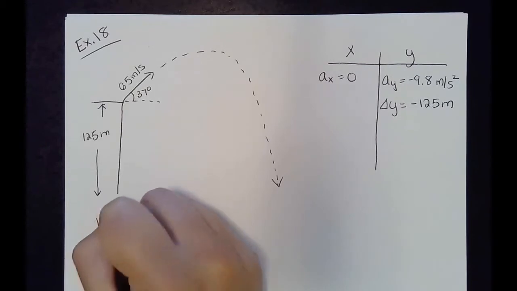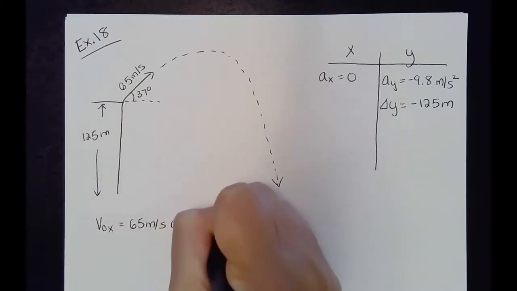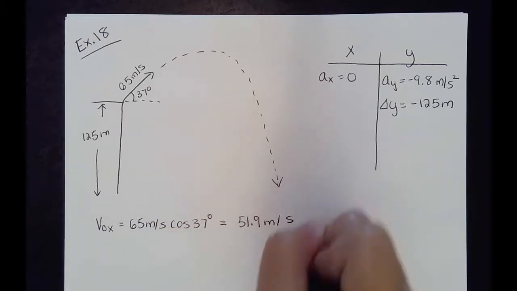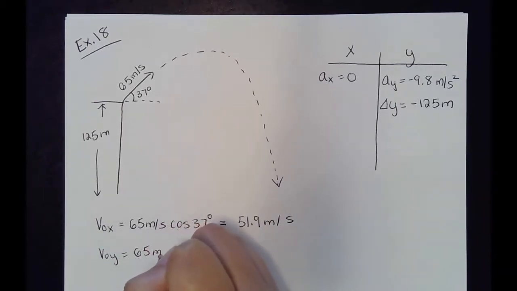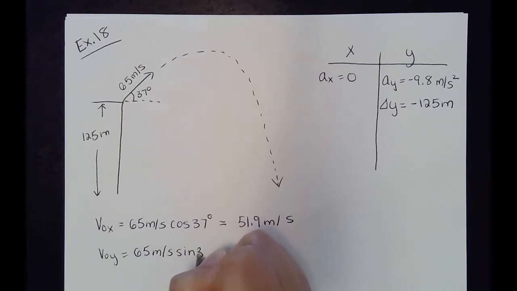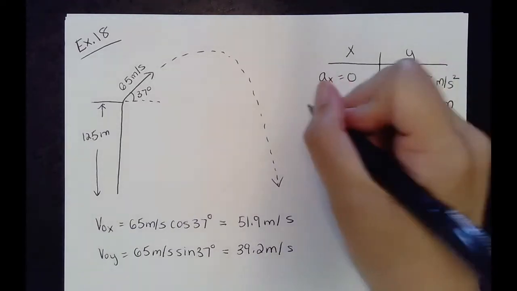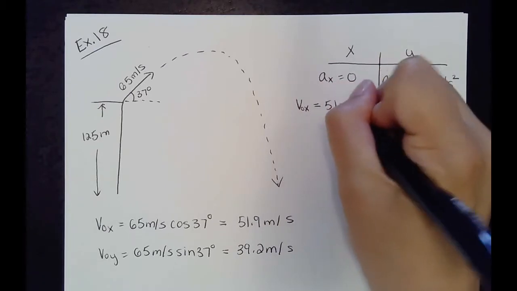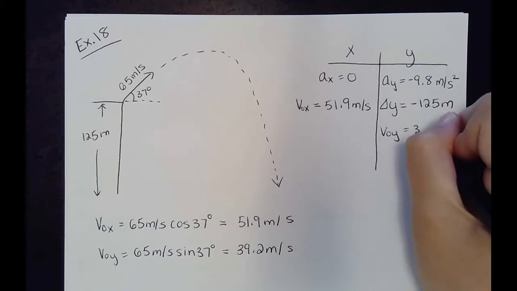So v naught x will be 65 meters per second cos 37 degrees, which is 51.9 meters per second. And then v naught y is 65 meters per second sine 37, which is 39.2 meters per second. And then we can put that into our table as well. So v naught x or vx, they're both 51.9 meters per second. And then v naught y is 39.2.